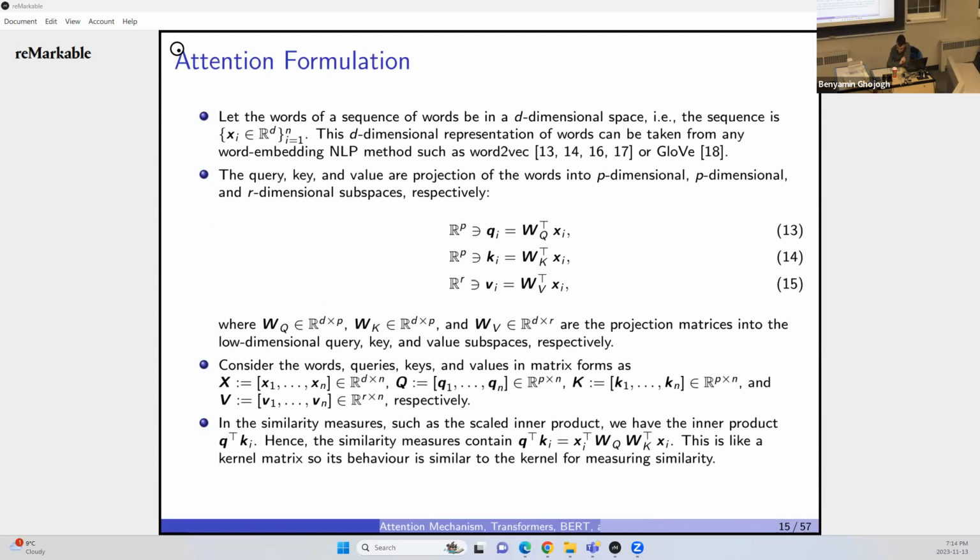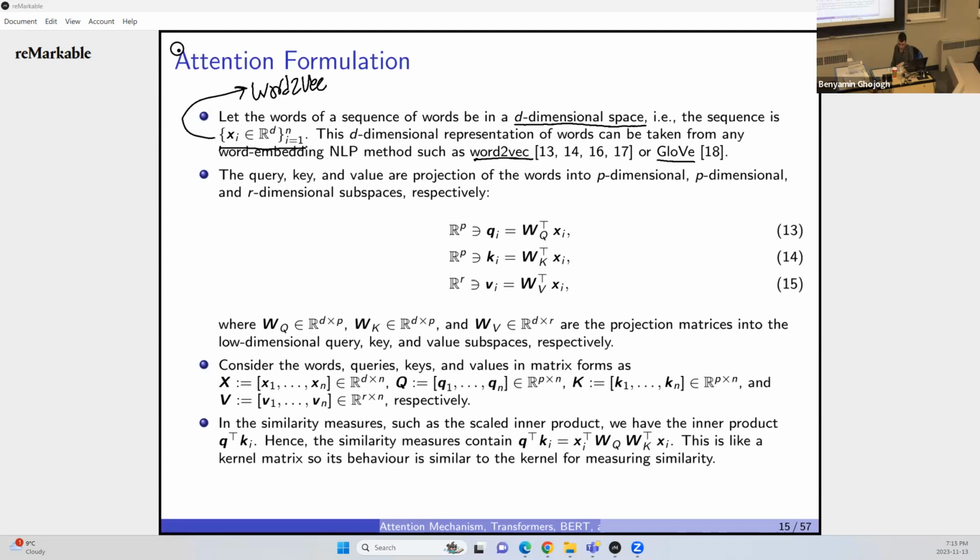Let the words of a sequence be in a d-dimensional space. What do I mean? Assume I can see every word in my sentence as a d-dimensional vector. How can I do that? Simply, I can use word2vec embeddings of the words. For example, in word2vec, I think the dimensionality d is 100 and something. I don't remember, 120, 150. So every word can become a vector. And as I said, this can be taken from any NLP method such as word2vec or GloVe.